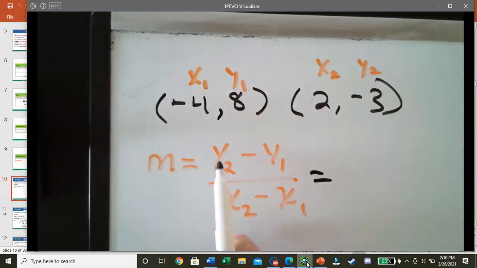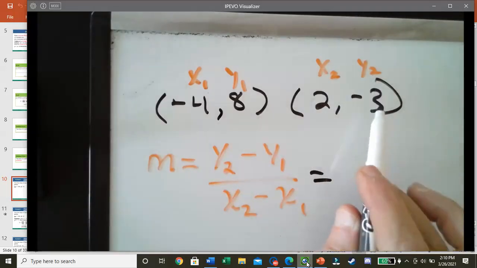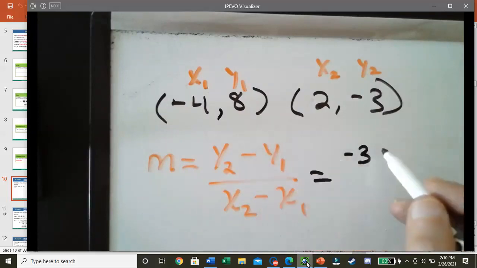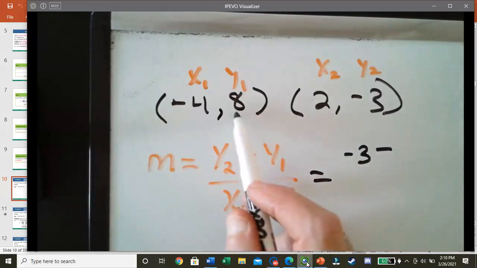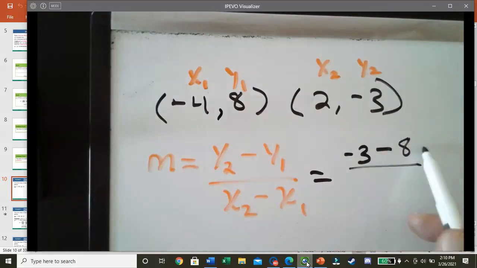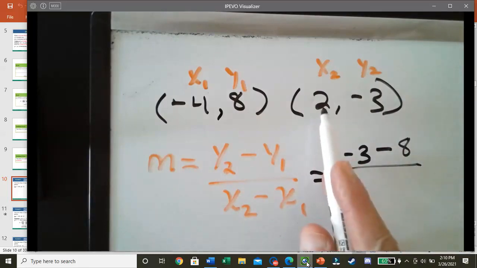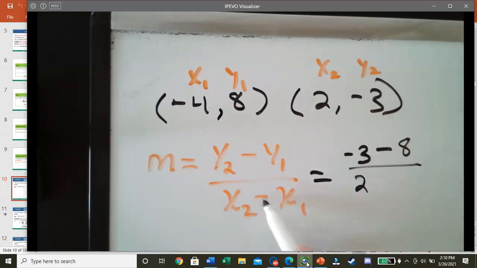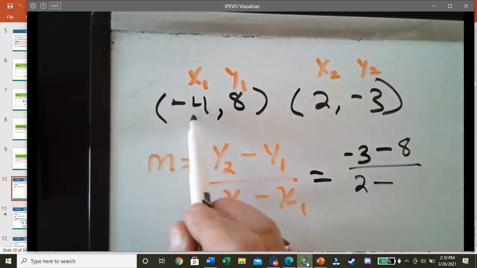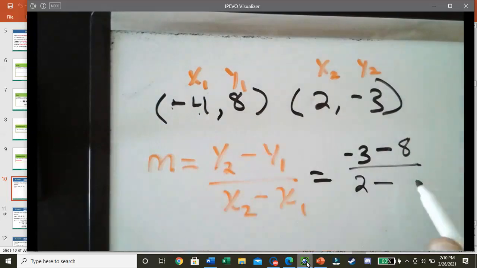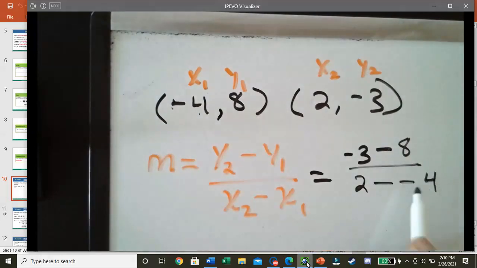Okay, y2, that's going to be your second y value, that's a -3, minus y1 is 8, over, so this is your change in your y values, right? Now we look at x2. Well, what's x2? 2, yeah. Minus x1 is a negative 4, right? So it's minus a negative 4.